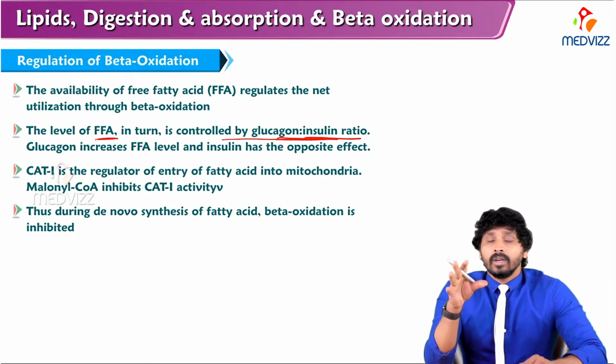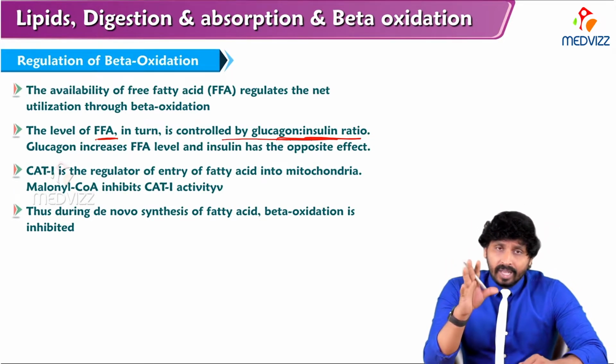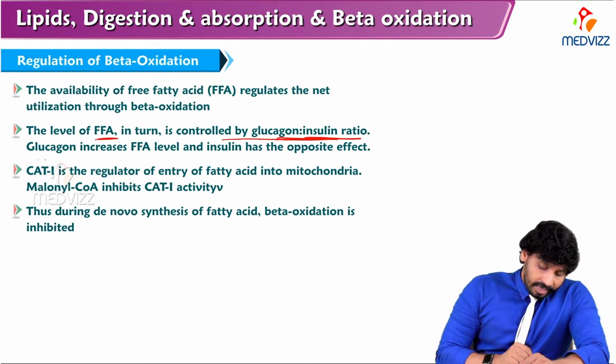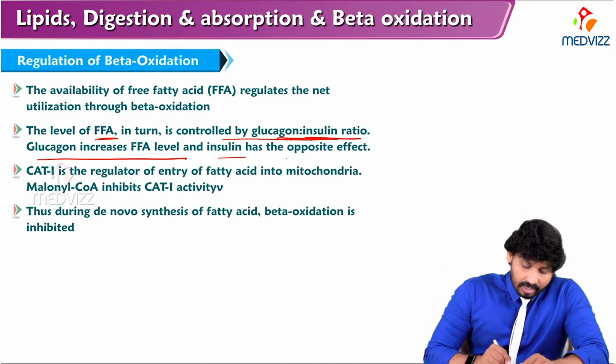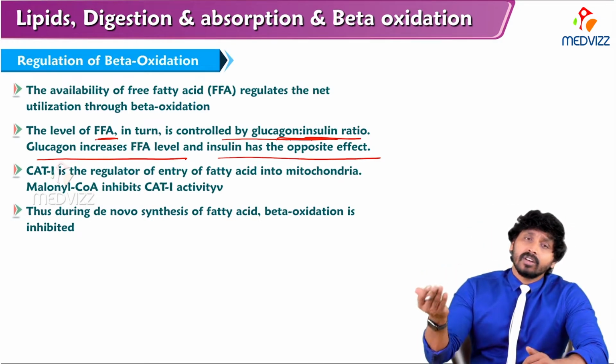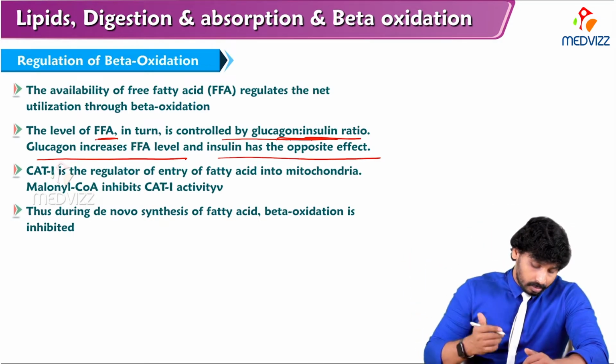Insulin inhibits beta oxidation, whereas glucagon promotes beta oxidation. So glucagon increases free fatty acid levels, whereas insulin opposes the effect by decreasing the free fatty acid levels, and instead of breakdown, it promotes free fatty acid synthesis.